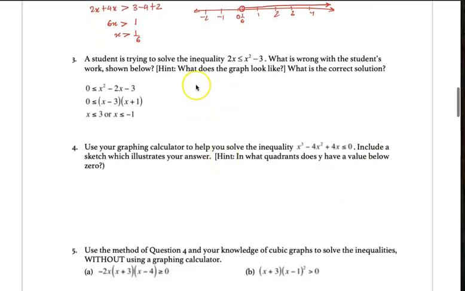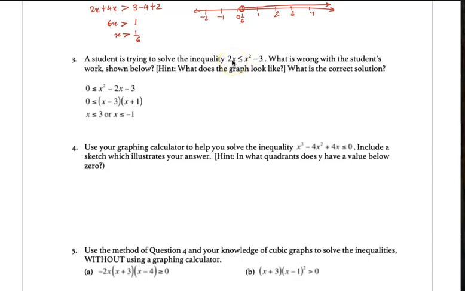A student is trying to solve the inequality 2x is less than or equal to x squared minus 3. What is wrong with the student's solution below? Hint: what do the graphs look like? What is the correct solution? Is this wrong or right? Overall, what's wrong in this working?